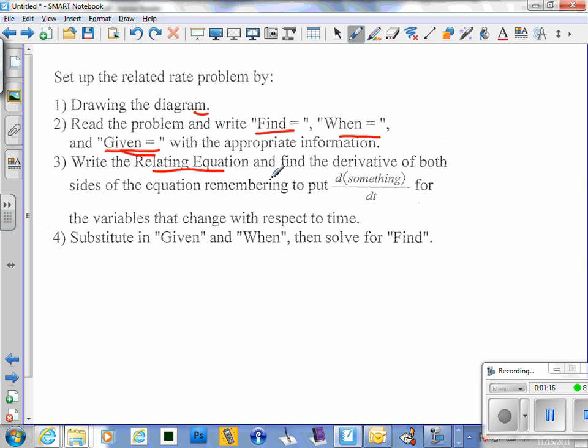It can be an equation in terms of tangents, maybe volume, anything. We'll check it. And find the derivative of both sides. We've got to take the d over dt of the given equation, or the equation that we identify. Okay. And we've got to substitute given and when, then we can solve it for find. Let's continue with the equation.